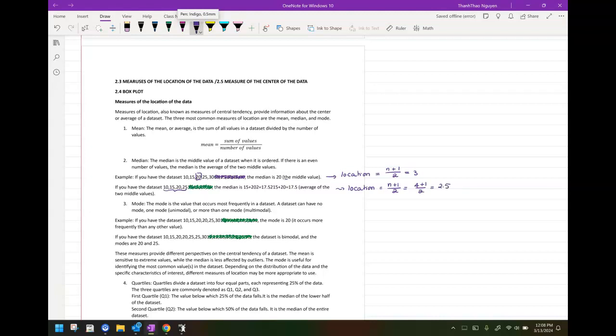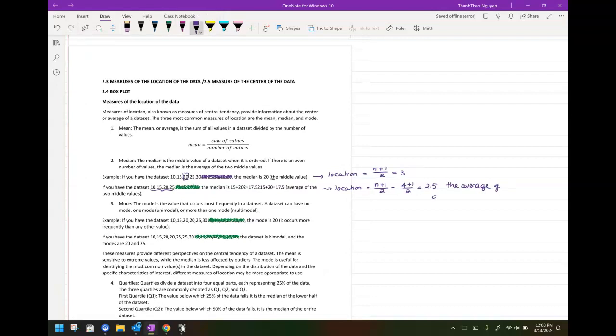This means the median is the average of the data values at the second and third location. So then that will be 15 plus 20 divided by 2. So the median is 17.5.